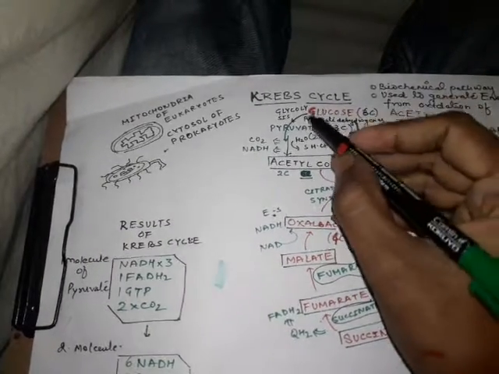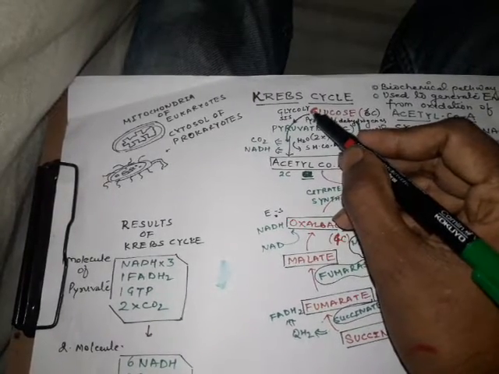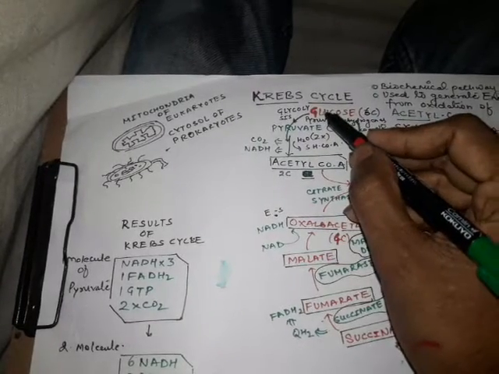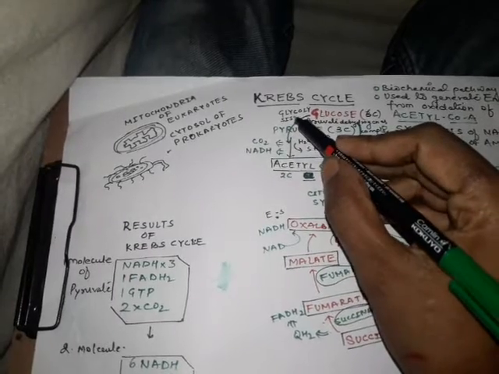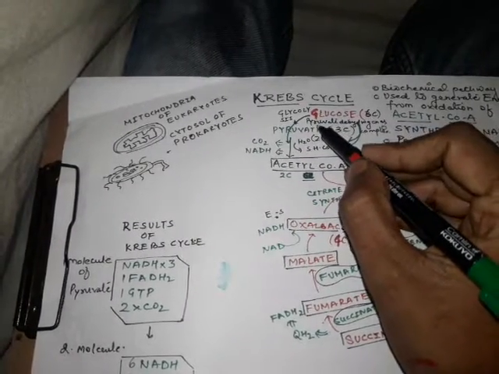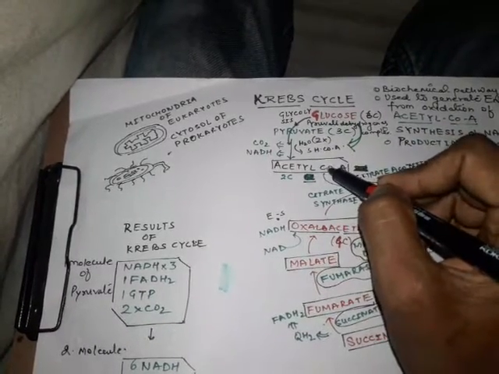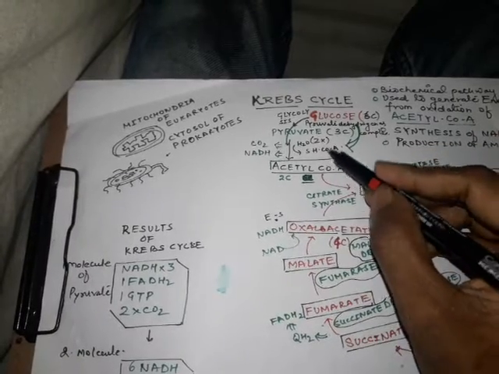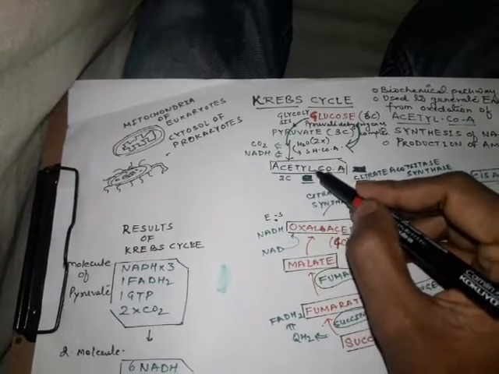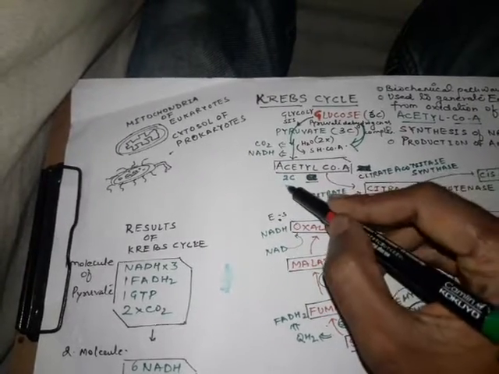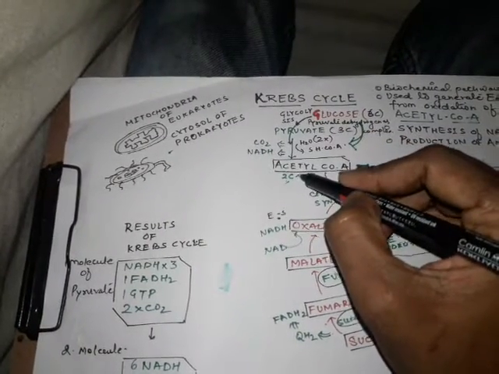Okay, so this glucose is converted through several steps, and after that pyruvate is formed. This process is called glycolysis, and this pyruvate is further converted to acetyl coenzyme. After releasing CO2 and NADH, pyruvate is converted to acetyl coenzyme. This acetyl coenzyme is a 2 carbon compound. So if you see here, pyruvate is converted to a 2 carbon compound.